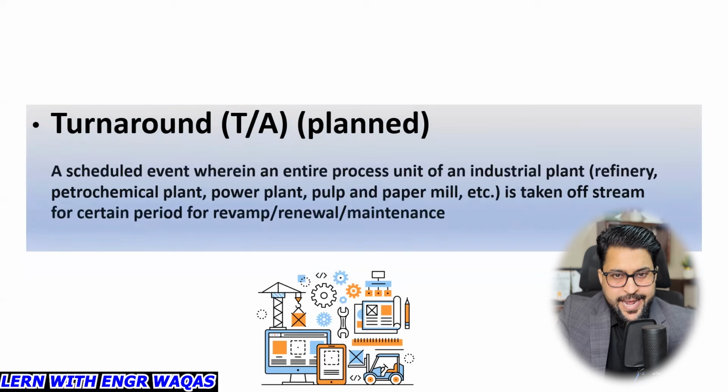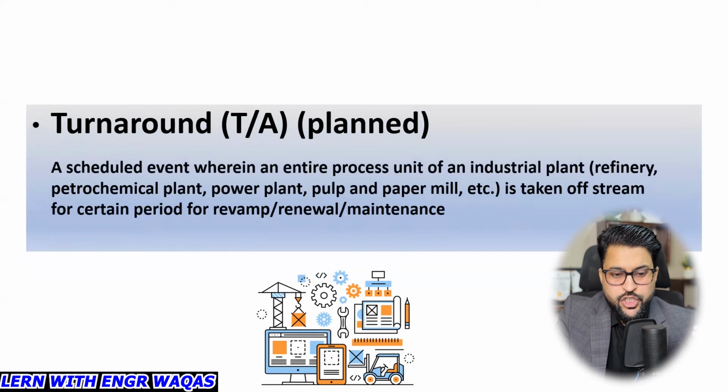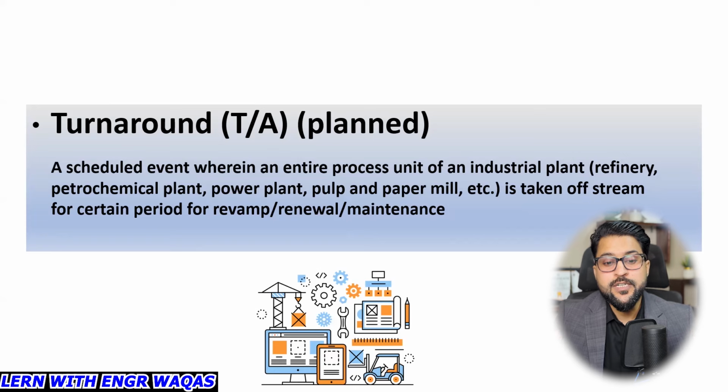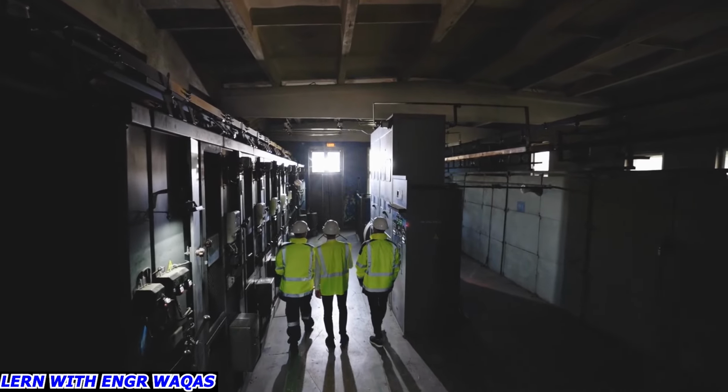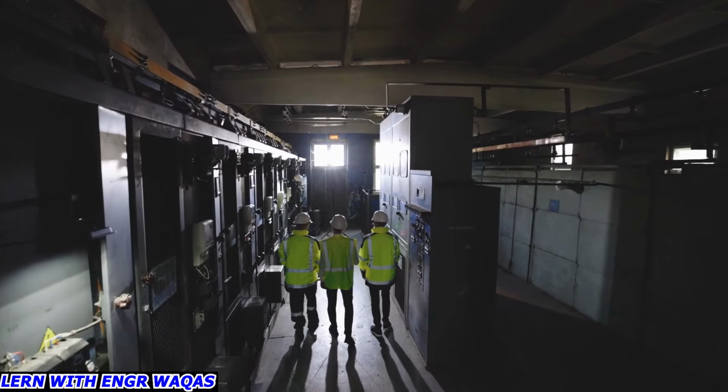It is always a planned series of activities, a scheduled event wherein an entire process unit of an industrial plant, be it a refinery, petrochemical plant, fertilizer plant, power plant, or pulp and paper mill, is taken off stream for a certain period for revamp, renewal, or maintenance. You can understand it. There is a cement industry, there is a refinery, you need to maintain that machinery, so you need to stop that operation for a certain period of time, maybe 4 weeks, maybe 2 weeks.